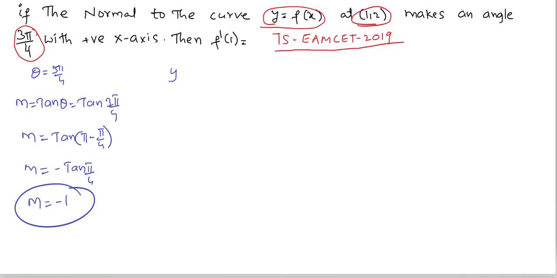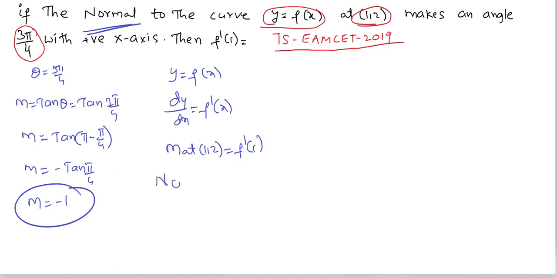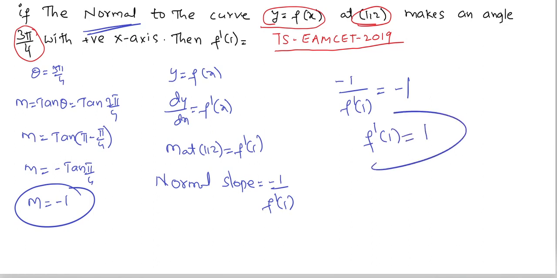The given curve is y = f(x). Here for the normal line, we first find the tangent slope, dy/dx = f'(x), which at (1, 2) is f'(1). Therefore the normal slope is -1/f'(1). So -1/f'(1) = -1. The minus signs cancel, so f'(1) = 1. Answer.